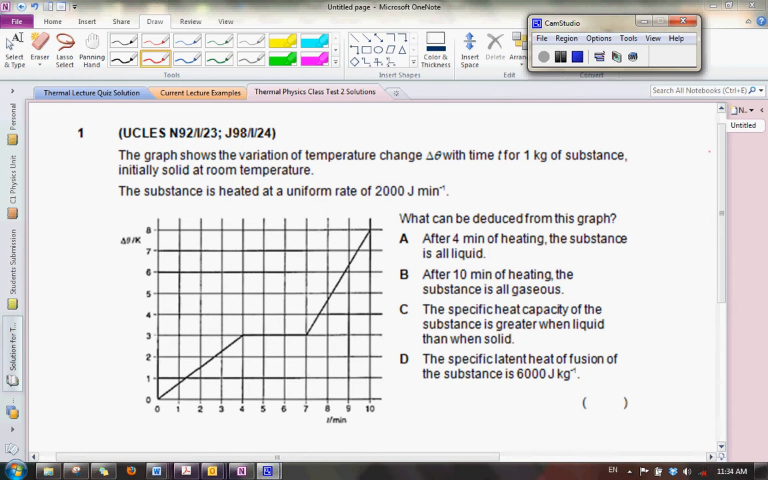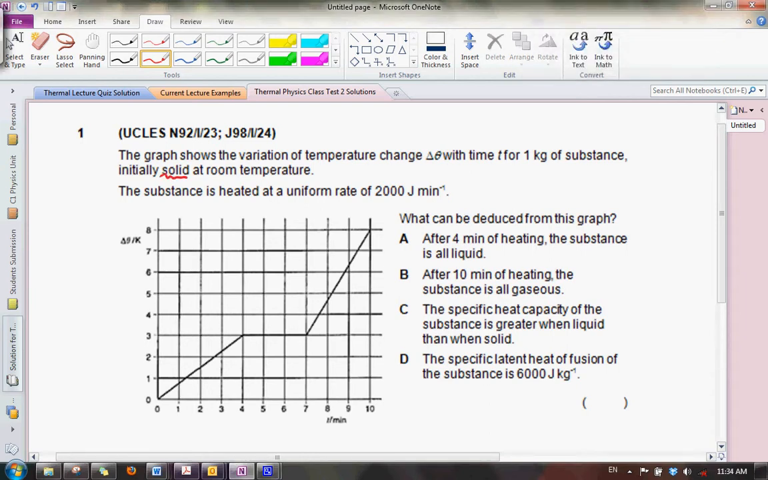Okay, let us look at your Thermophysics class test 2, question 1. In question 1, the graph below shows the variation of temperature change, delta theta, with time for 1 kg of substance, which is initially solid at room temperature. You are also told that the substance is heated at a uniform rate of 2000 joules per minute. Then you are given 4 statements and asked what can be deduced from this graph.